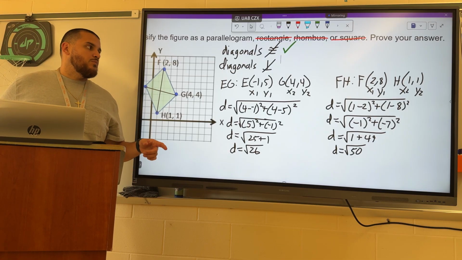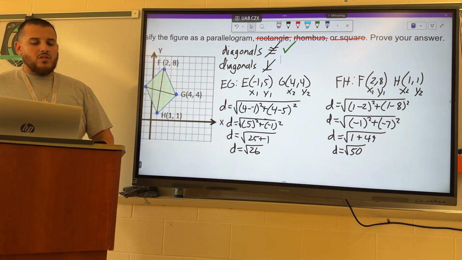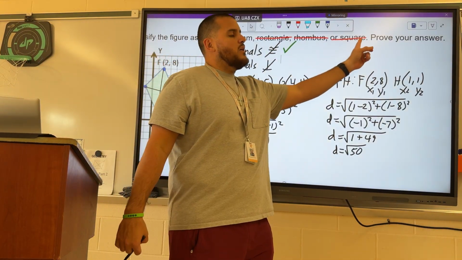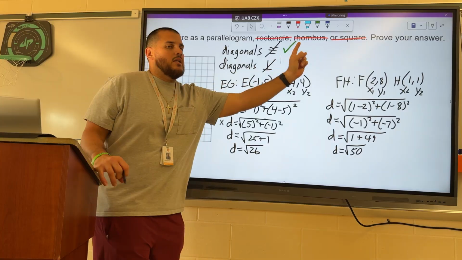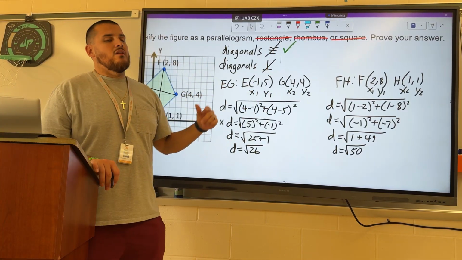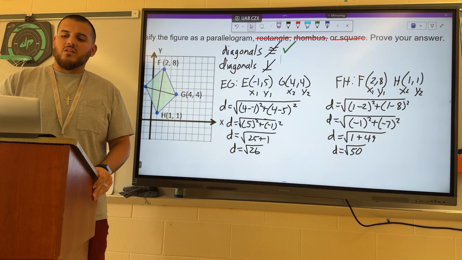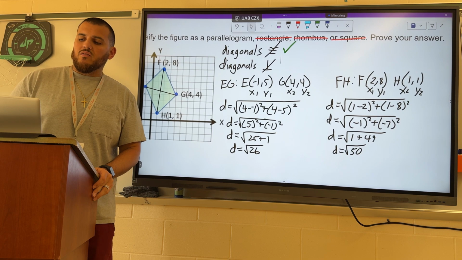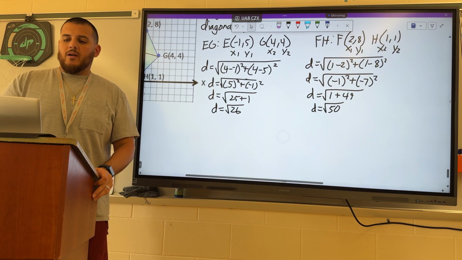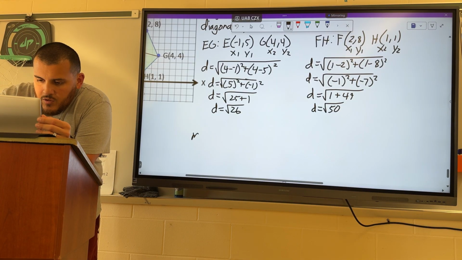So I also need to prove now that the diagonals are not perpendicular to each other. Because saying the diagonals are not congruent just eliminates the rectangle and the square, right? It doesn't eliminate the rhombus as a possibility. Rhombuses do have perpendicular diagonals. We need to make sure that ours are not. How do we do that? We use the slope formula, because perpendicular things will have negative reciprocal slopes. Okay, I'm going to do that right here underneath. I already have those points labeled at the top of the screen. I'm going to use them.